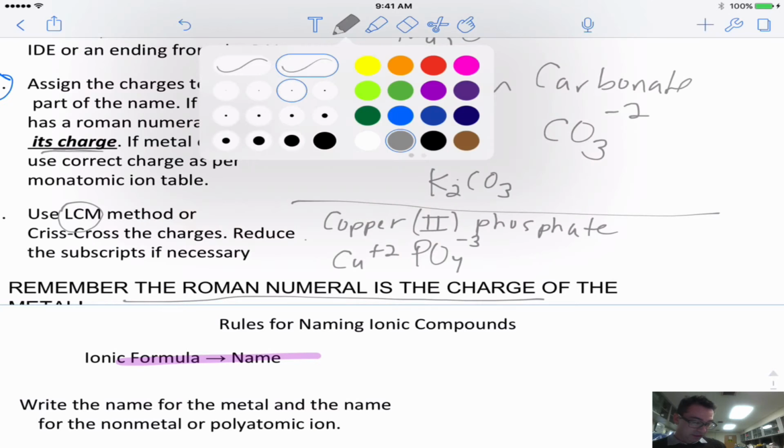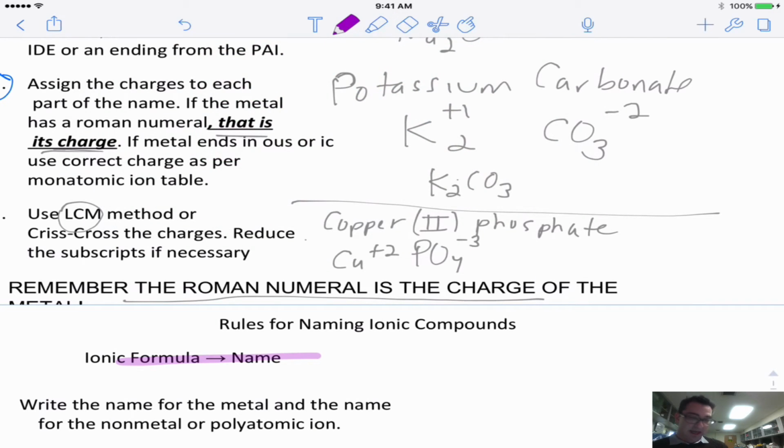Well, now I have these 2 ions. I need to balance their charges. Their least common multiple is 6. So what times 2 would give me 6? 3 of them. What times -3 would give me -6 to balance it? 2 of them. Notice what I did with the phosphate. I put it in parentheses so that I can isolate the 4 in the PO4 from the fact that there are 2 phosphates. So my formula, Cu3(PO4)2, is copper(II) phosphate.